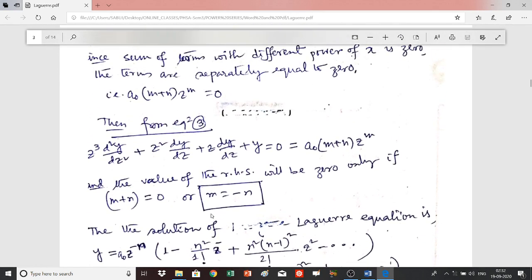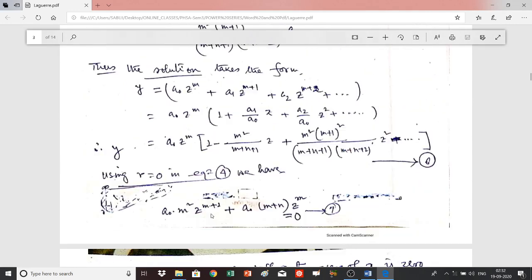And now if you substitute m equal to minus n in this expression, that is expression number 6, in this case m should be replaced by minus n.